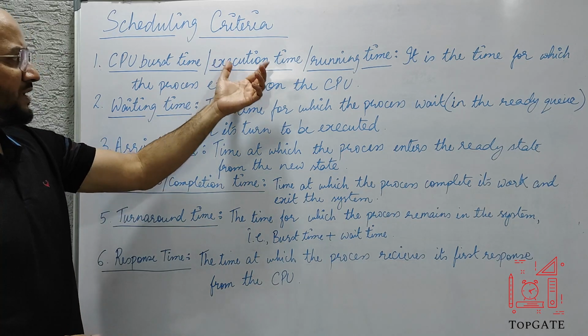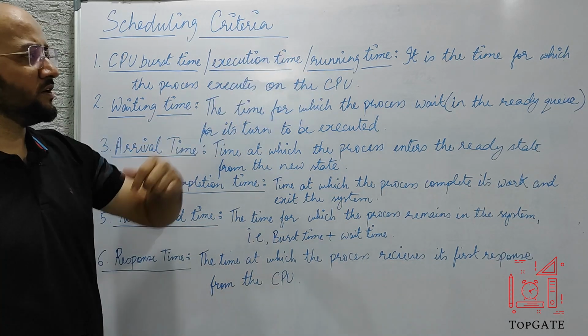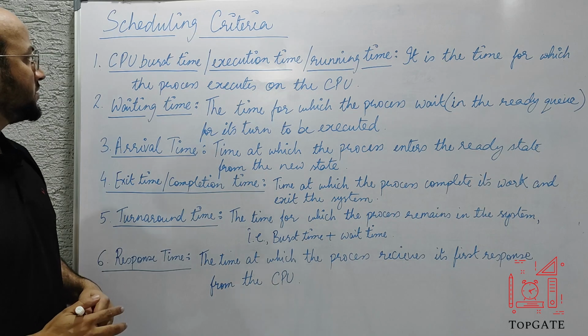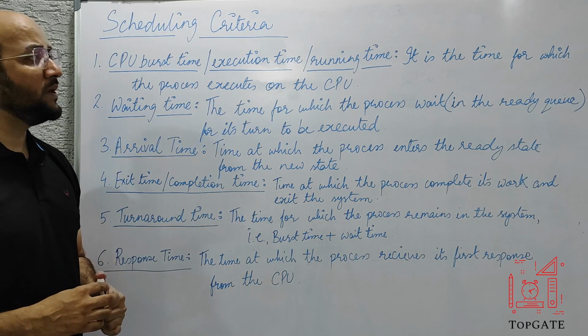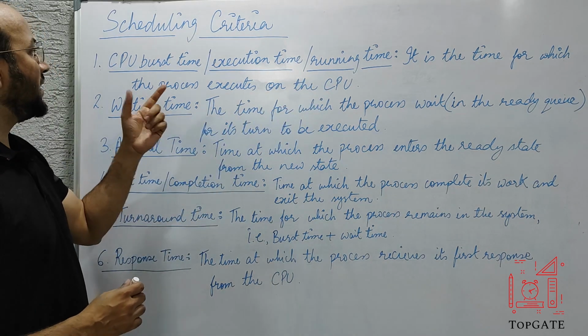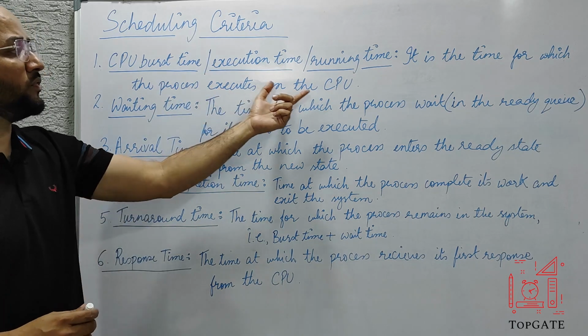or we can say it is the execution time, or we can say it is the running time. Now what is this CPU burst time? CPU burst time is the time for which the process is executing on the CPU.